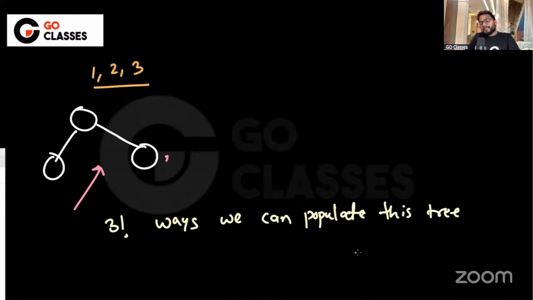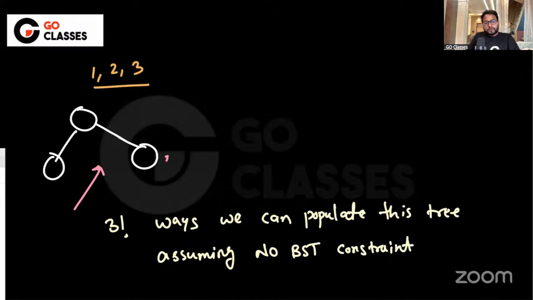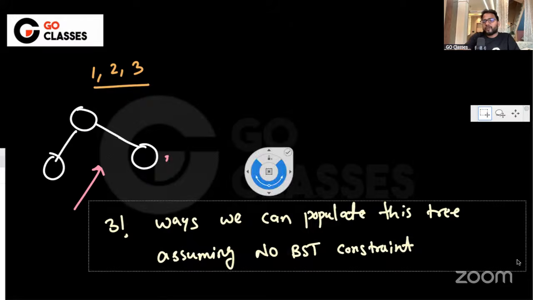Currently I'm assuming no binary search tree constraint. But suppose this is a binary search tree. If I ask you in how many ways you can populate it such that finally it is a binary search tree, then there is always one way. Given any structure, there is always one way, because in order is sorted. Earlier you could populate in any of these 3 factorial ways, but here you have to have just 1 to 3. This is the only way.